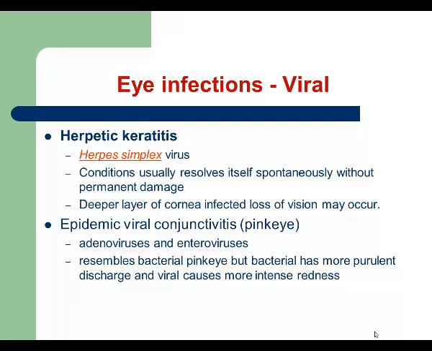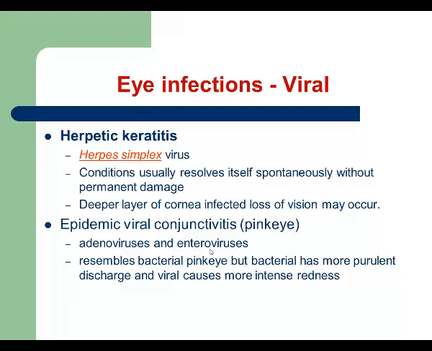The next group is viral pink eye or seasonal viral conjunctivitis. Seasonal viral conjunctivitis or pink eye is usually caused by the same viruses that usually cause upper respiratory tract infections. For example, adenoviruses or enteroviruses. The symptoms are very similar to symptoms of bacterial conjunctivitis, but there are a few differences.